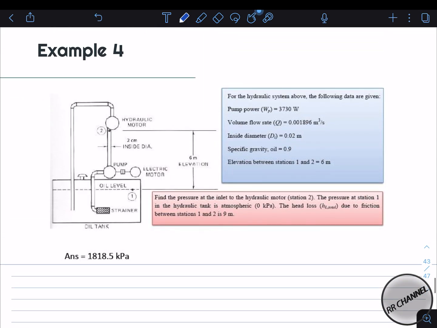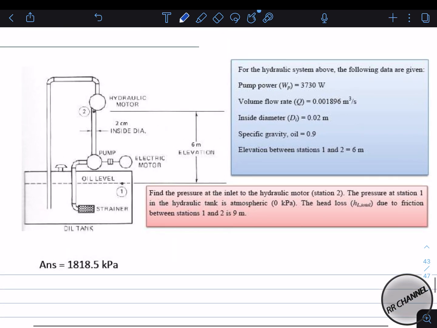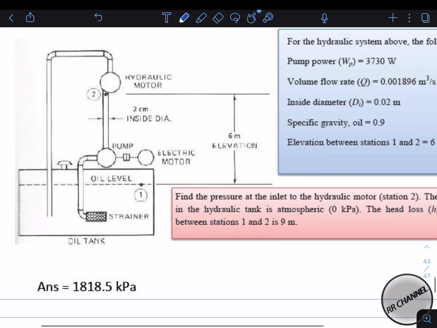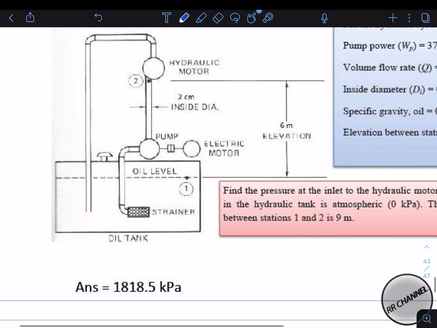Okay, so this is the problem regarding the hydraulic system. If you look carefully here, we have a hydraulic oil tank as a reservoir. We have the strainer to filter out the contaminants. We have the pump here driven by the electric motor as your prime mover. You have the pipe here, whose inside diameter is 2 centimeter only, and this is your hydraulic motor.